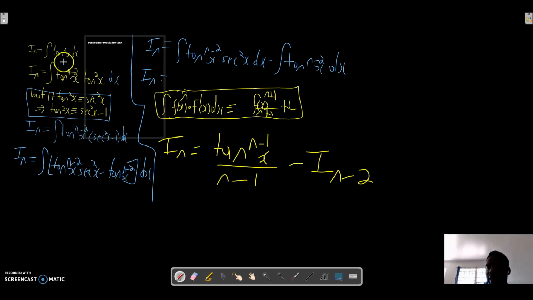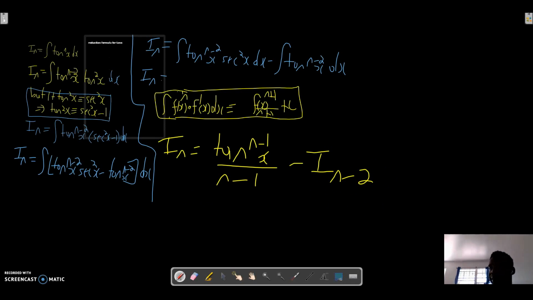Now please bear in mind that n represents any power of tan and must be a natural number. And n of course would have to be greater than or equal to 2, because bear in mind you have n minus 2 here, and you don't want to go into the negative realm.